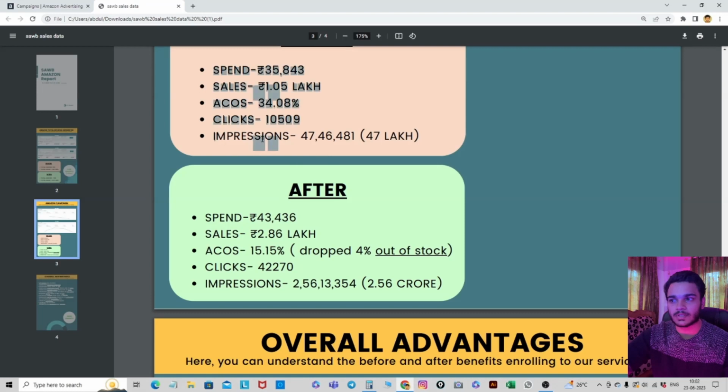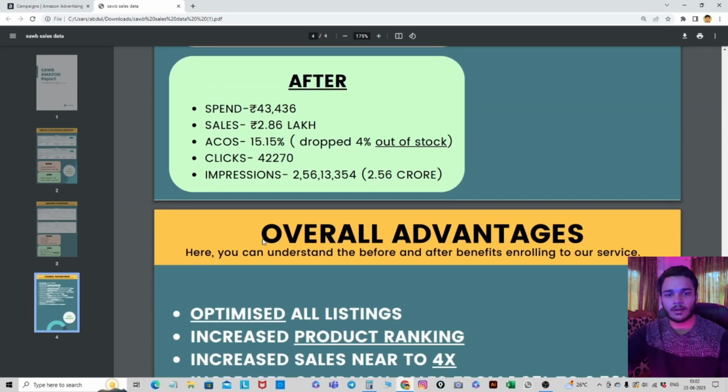And you can see the impressions. Impressions means the people are seeing our products, right? So if we are campaigning on products, then we want to make sure that we are campaigning because we want to tell the customers that we have a really good product and we are selling it at this price. We are advertising to the audience, right? So that's why we can see they were spending 35,000 and getting only 47 lakh impressions, right? But we have spent only 43,000 and we have received 2.56 crore worth of impressions. Okay, so that's really amazing results.